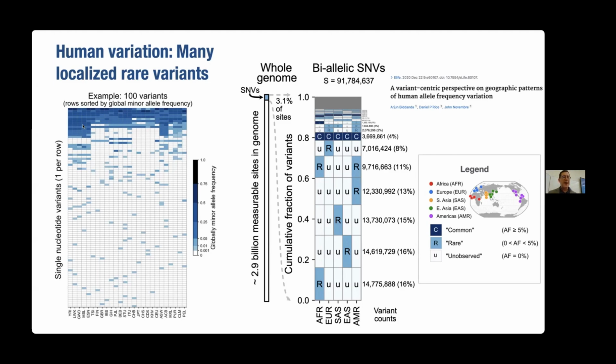So the one on the left is an example of 100 variants, where each row is a variant, and each column is one of the samples taken by the 1,000 Genomes Project. So Yoruba of Ibadan, Tuscans of Italy, et cetera, okay? And these are organized left to right in broad geographical arrangement, and the colors represent the minor allele frequencies. And when you look at these 100 variants, most of them are rare. That's the common variants being the tip of the iceberg.